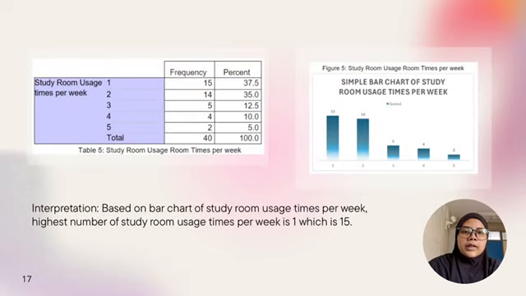So, for data analysis of study room usage time per week, we use a simple bar chart too. So, to interpret, based on the bar chart of study room usage time per week, the highest number of study room usage time per week is 1, which is 15.